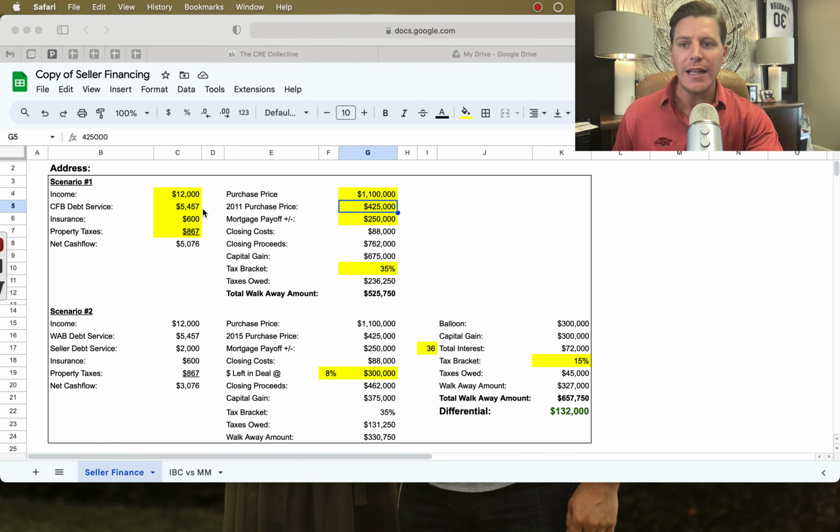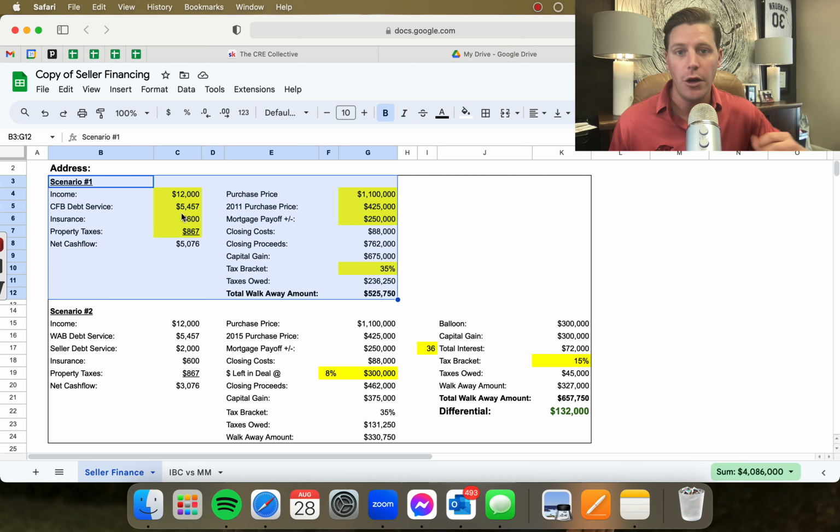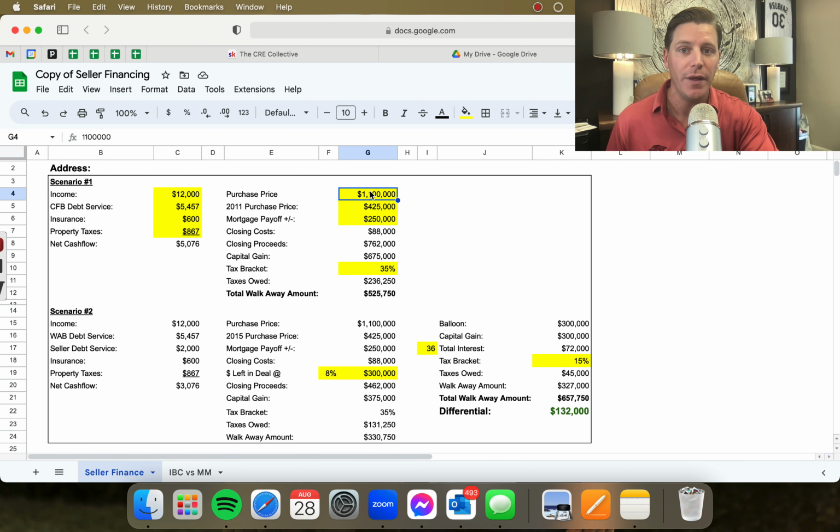So if we're looking at this top scenario here, I say, look, Larry, before you've met me, if you were going to sell this property to somebody else, this is how 9 out of 10 property closings go. You have a purchase price of $1.1 million. He bought that property back in 2011 for $425,000. Now he took on a mortgage to buy that property, so at closing, the mortgage is going to get paid off.